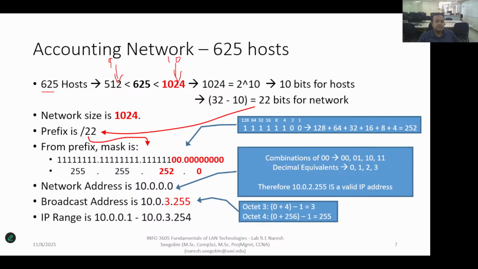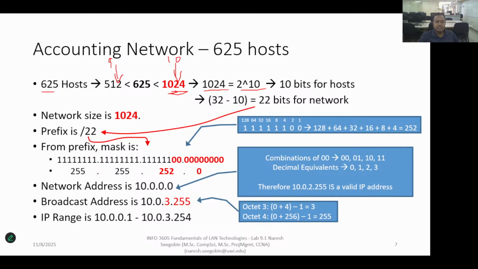Right. So when you look at it, 625 falls between it. Because it's larger than 512, we cannot use the 9 bits anymore. We have to use the 10 bits to build out the size of our network. So that's it, 2 to the power 10, so we use the upper limit. We're going to use 10 bits for the hosts.